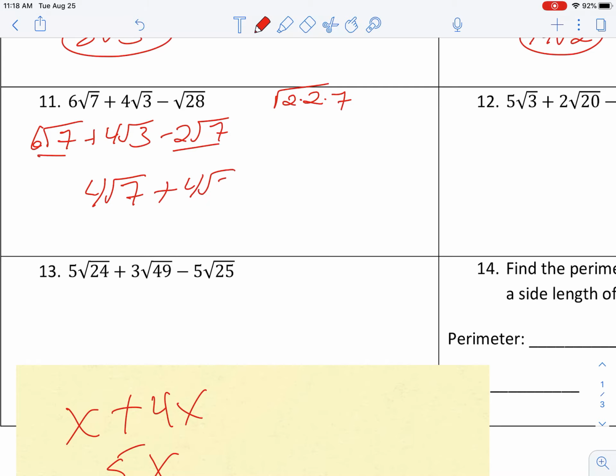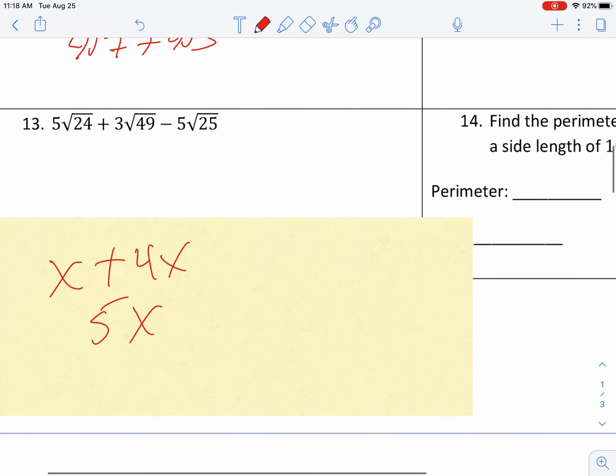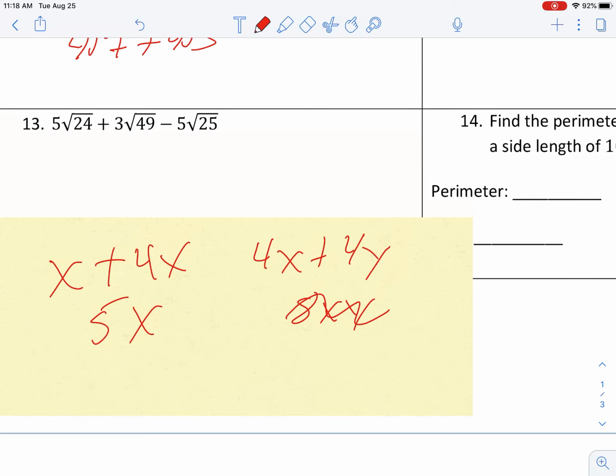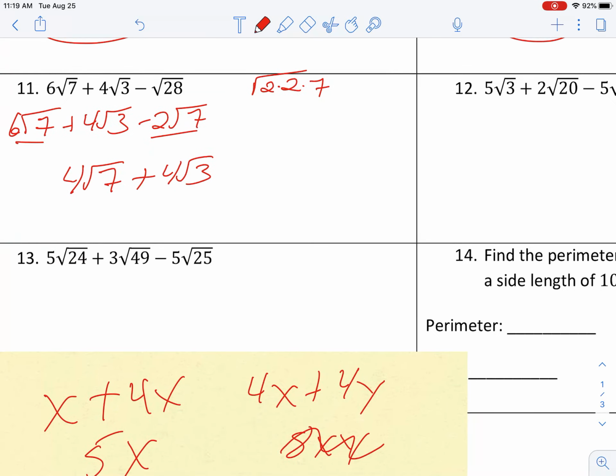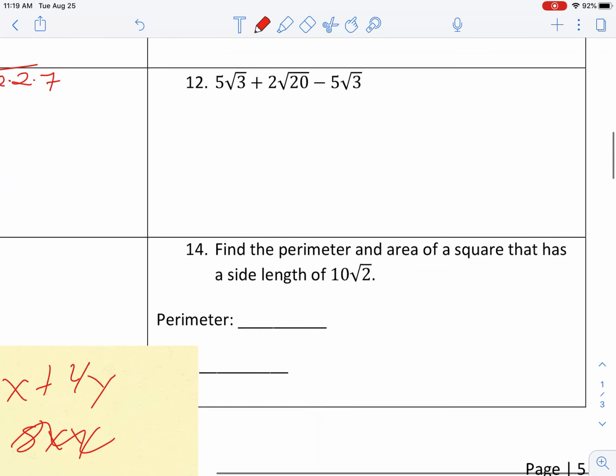Now that 4 root 3 is not a like term. This is like saying 4x plus 4y. You wouldn't add those together to say something like 8xy. That's not correct. It's already simplified. So same thing happens here. Don't say like 8 root 10 or anything like that. That's as far as you can go, okay? One more here.